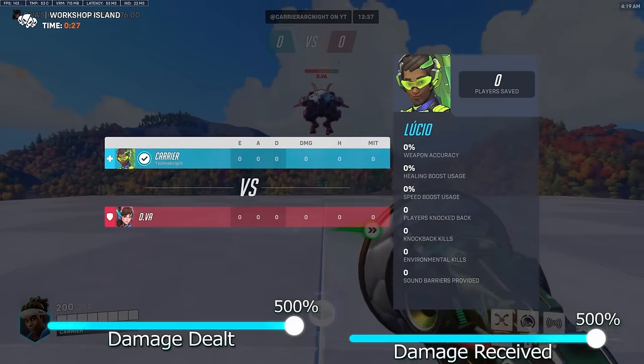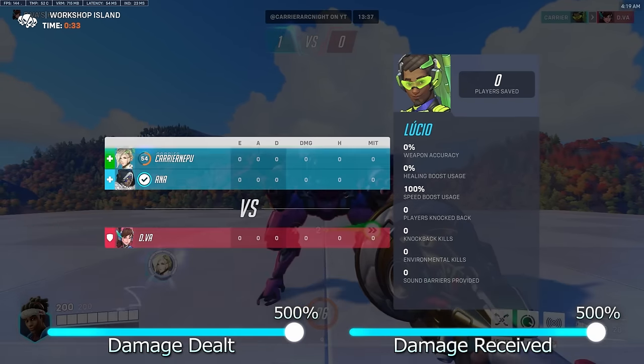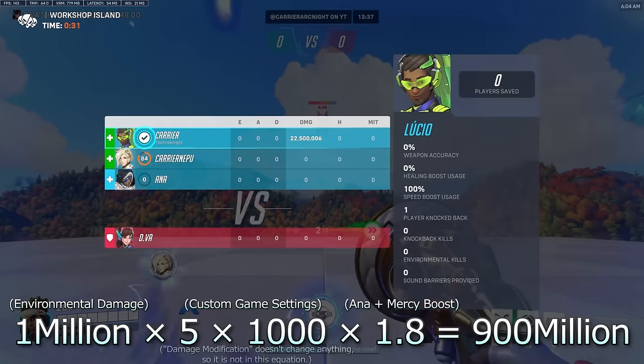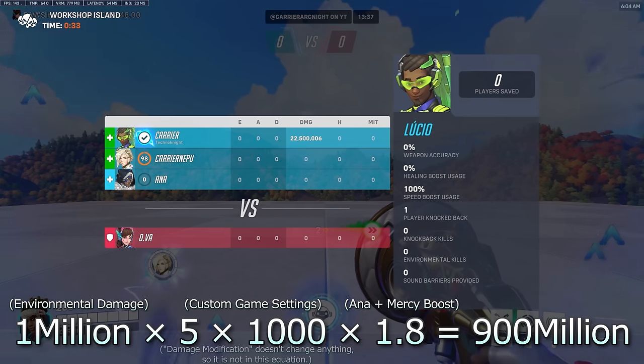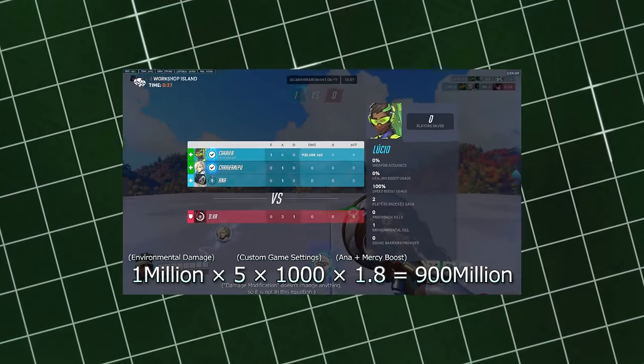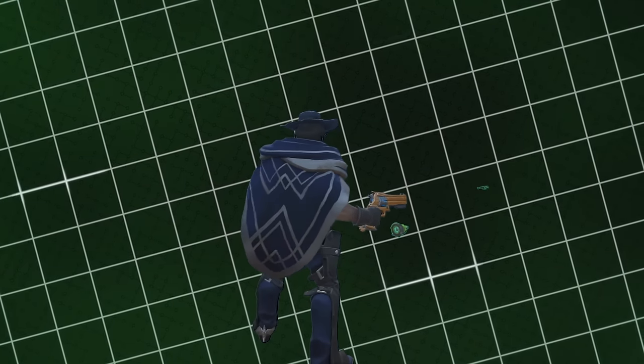Even more interestingly, increasing the damage dealt in settings will up the damage, but damage received will not. Damage boosts from Mercy and Ana can push this even further. If we add everything together, environmental damage caps out at 900 million. So, unfortunately for Frogman, he gets to sit this one out.